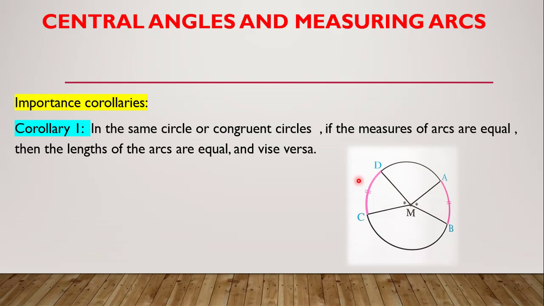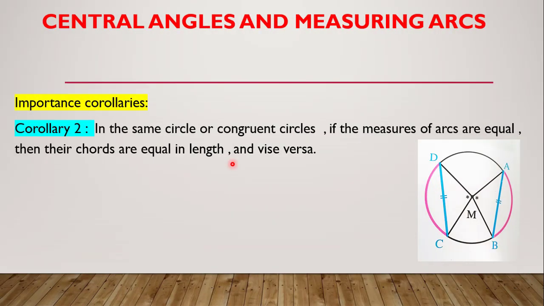it will be the same fraction, measure of arcs over 360. Then I'll multiply by 2 pi r, so the only variable here is r. If r is equal, then the lengths of arcs will be equal. So in the same circle or in congruent circles, if the measures of arcs are equal, then the lengths of arcs are equal, and vice versa.